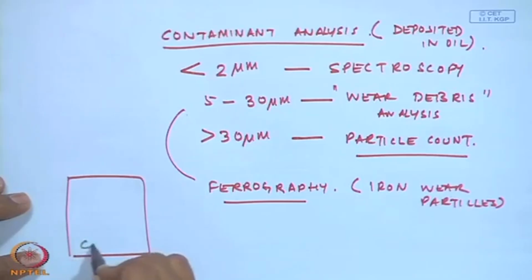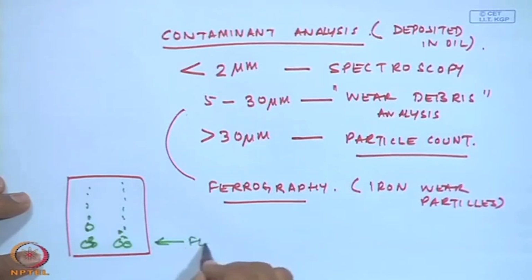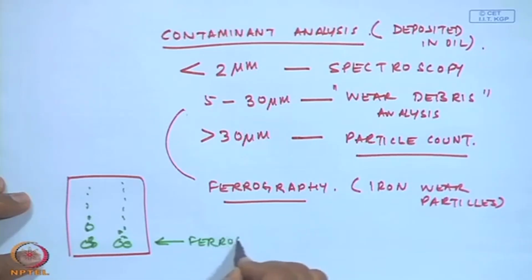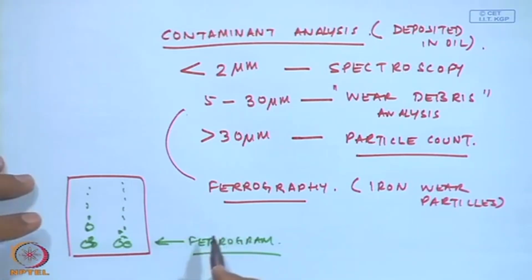This could be large particles, and then toward the end it will be small particles. This is the ferrogram, and on a ferrogram you can see it in a microscope and see the nature and size, and also then try to understand how severe your wearing mechanism is.